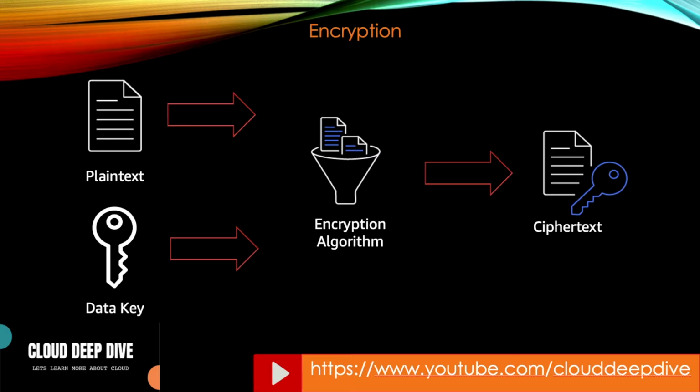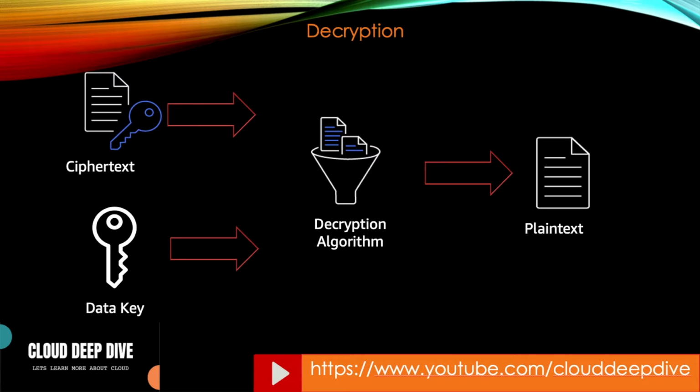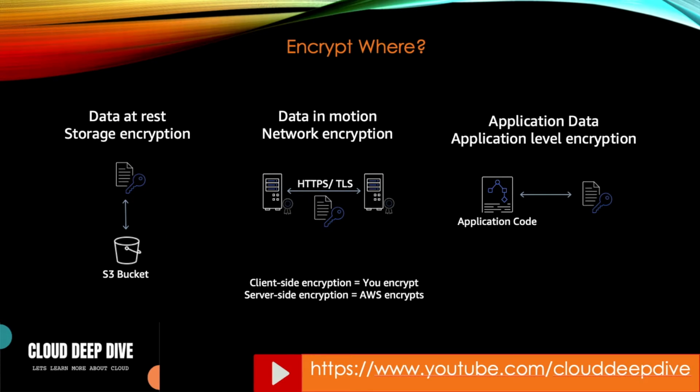Now, how to decrypt this data? Once you have ciphertext, the process of converting the ciphertext back into plain text is known as decryption. To decrypt the data, you again need the key by which you encrypted the data, and you use the decryption algorithm, and then you will decrypt your data. That process, converting encrypted data into plain text, is known as decryption.